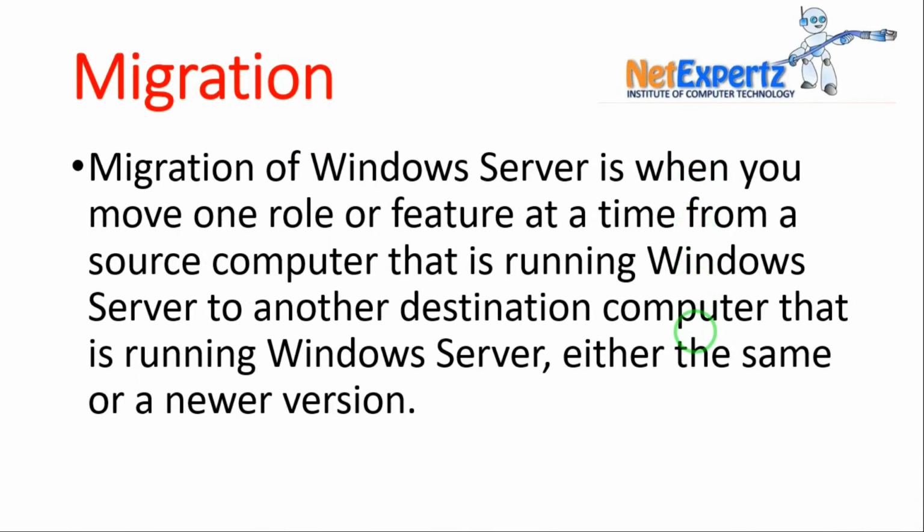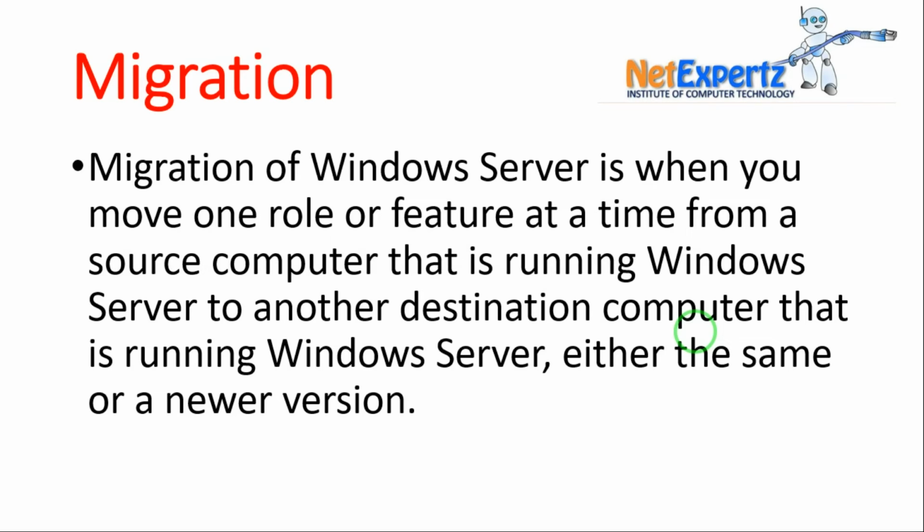The next method is known as migration. Migration of Windows Server is when you move one feature or role from source to destination. Imagine you have different servers. You have an old server, say server 2019, and a new server known as 2022. I want to move one role from the old to the new server. Since on 2019 I have a DHCP server, I want to move the DHCP server role to 2022. We can do that with the help of migration.